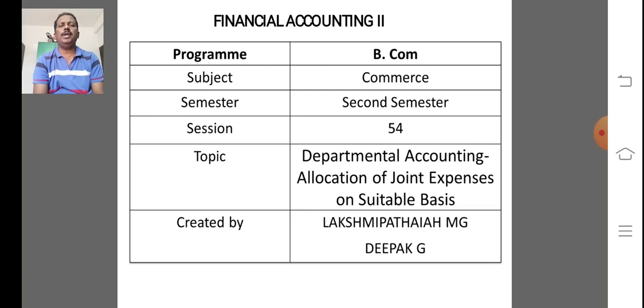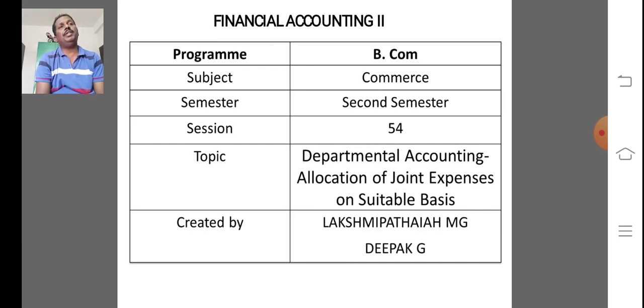My title is Financial Accounting. Now I am discussing session number 54. The topic is Departmental Accounting. Under this session, I am discussing the allocation of joint expenses on a suitable basis.